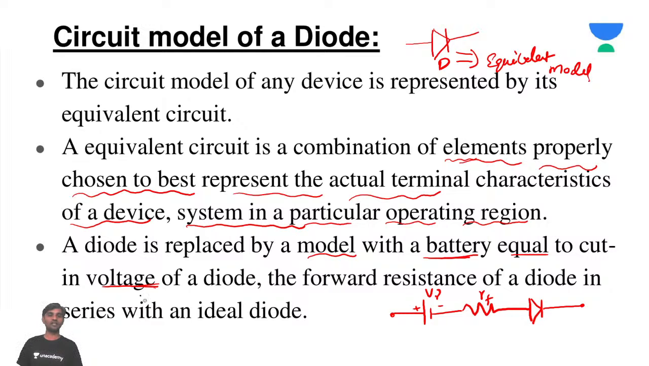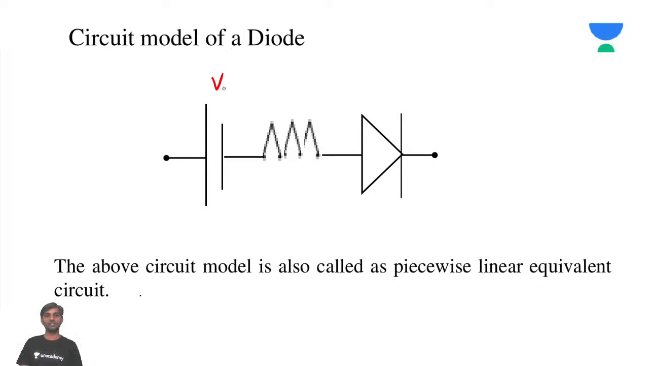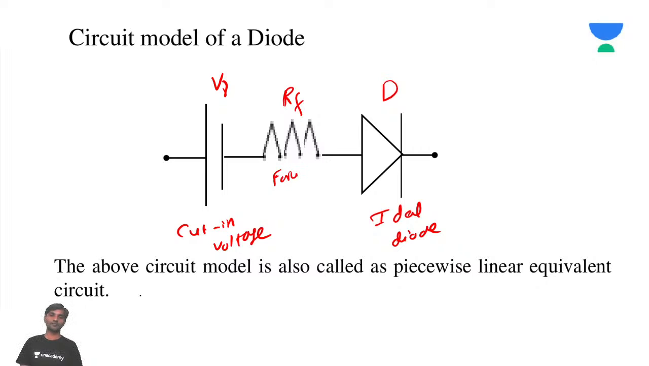The diode resistance is in series with the ideal diode. That's what he's talking about. This is anode and cathode. This is the cut-in voltage, and this is the ideal diode. This is the forward resistance. The above circuit model is called a piecewise linear equivalent circuit. We'll let you know why it is called piecewise linear in the next slides. Don't worry.